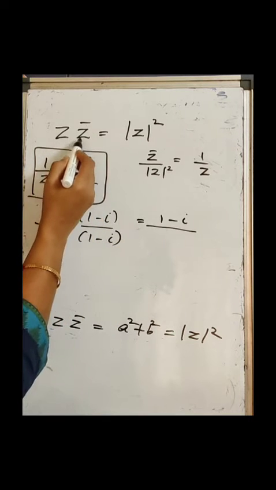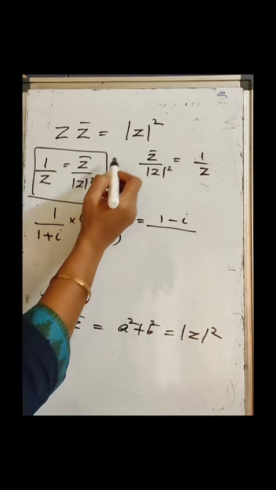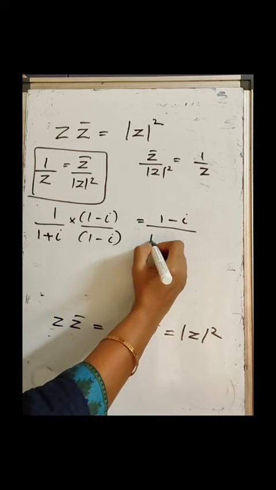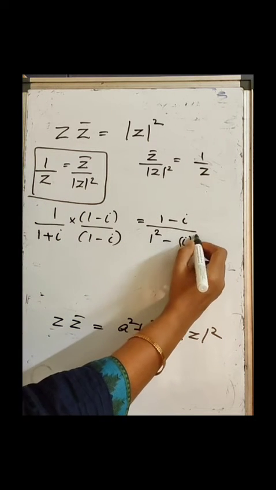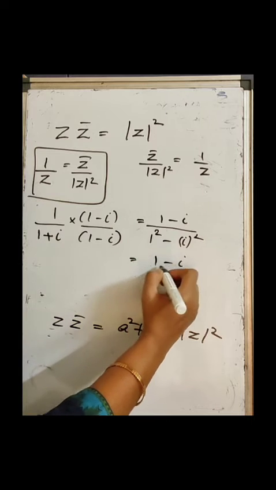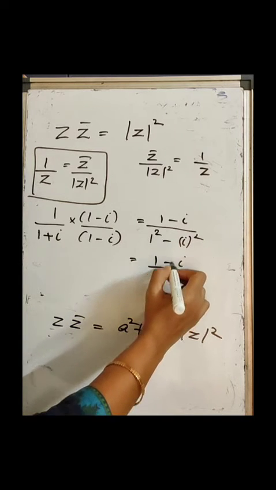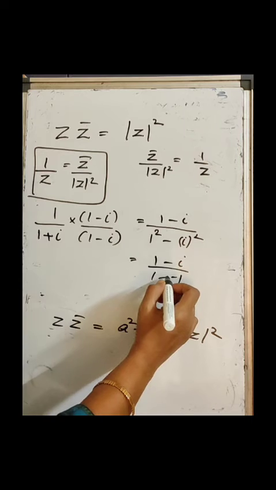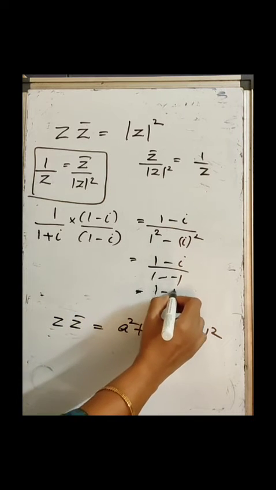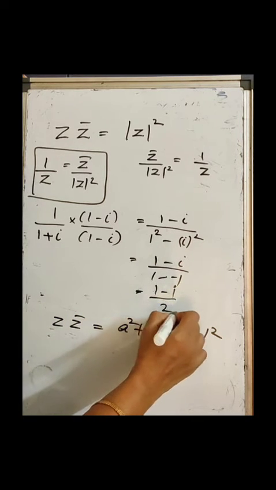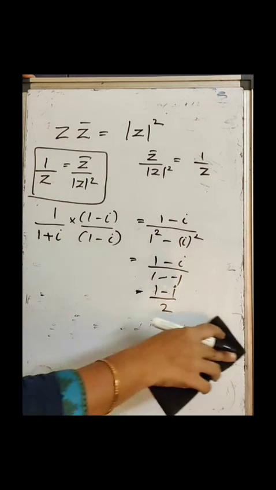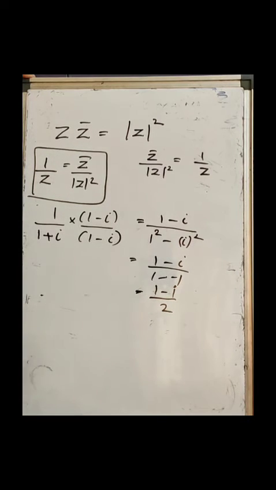And 1 plus i into 1 minus i is z into z bar, it is modulus of z square. 1 square minus i square, 1 minus i square is minus 1. So it is 1 minus i divided by 2. So in this way we can find the multiplicative inverse of z.